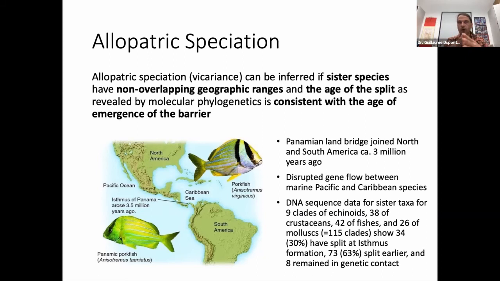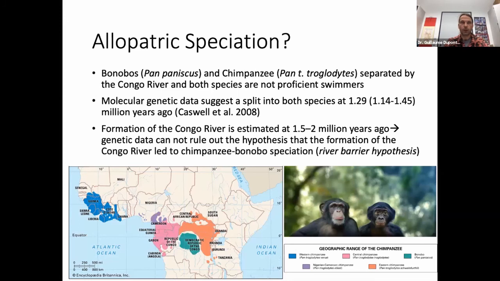And so in this class, we will look at these questions in detail by looking at geological dating and these phylogenetic trees. Another example here is the split between bonobos and chimpanzees. These are distinct species. They split, according to genetic and genomic data, about 1.3 million years ago. So relatively recently in geologic time.